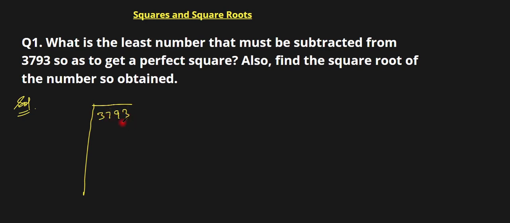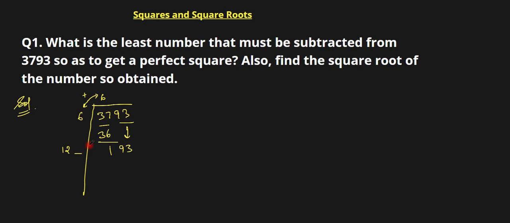3793. First of all, start pairing from the extreme right hand side. So here you have two pairs, right? Now 37. The closest square number is 6 6s are 36. So the remainder is 1. 37 minus 36 will give you 1. Take this 93 down. So now you have 193. Now add these two numbers. 6 plus 6 will give you 12.